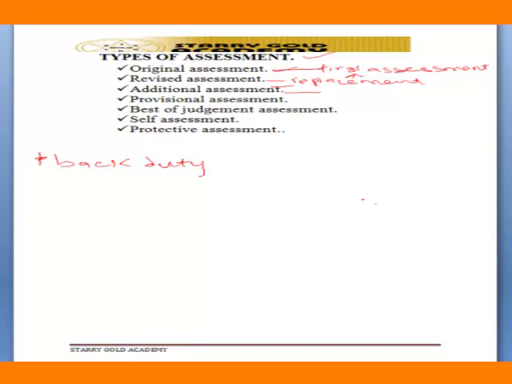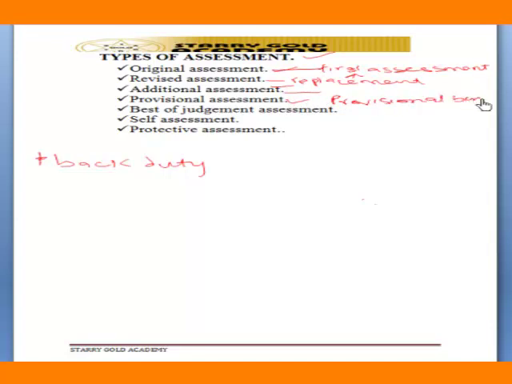We'll move on to the next, provisional assessment. What's provisional assessment? This is a traditional assessment because it is chiefly an estimate of tax payable based on the tax paid by the taxpayer in the previous year. What's the meaning of this? What we're saying here is, look, the papers are not ready, your return is not there, and based on what you paid last year, the previous year, the tax authority will assess you on a provisional basis.